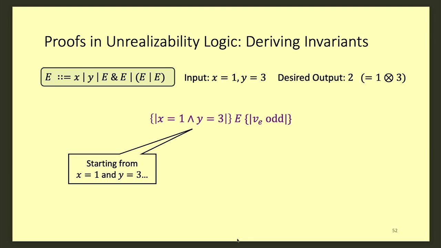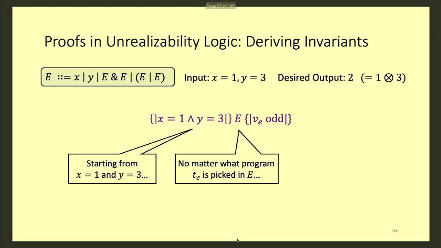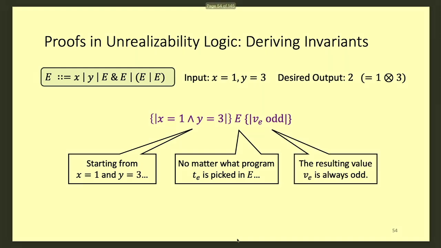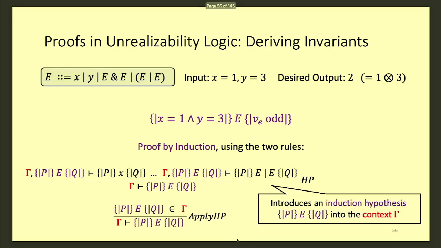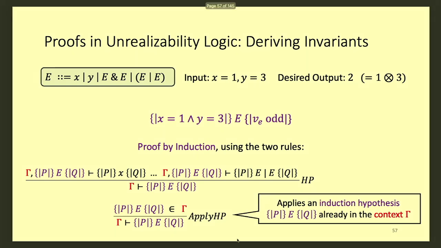And this triple merely says that starting from X equals 1 and Y equals 3, which is my precondition, no matter what program is picked inside E, the resulting value, VE, is always going to be odd. I'm just using VE as an auxiliary variable to capture the output of evaluating the expression here. So I'm going to prove this in a process that's essentially identical to structural induction by using the two rules that I've listed below, which look scary, but essentially just introduce an induction hypothesis into the context gamma, and also apply an induction hypothesis that's already inserted into the context gamma. So it's the same thing that you would do for structural induction.